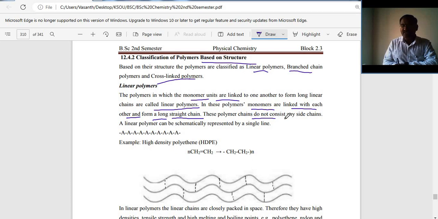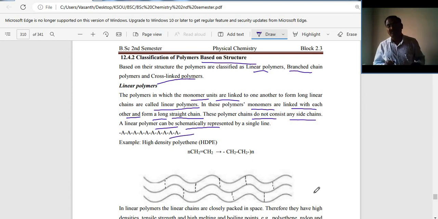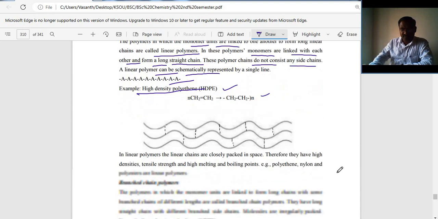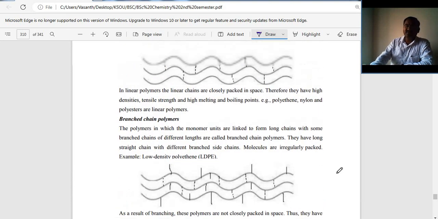These polymer chains do not have any side chains. A linear polymer can be schematically represented by a single line. This is a linear polymer. What are the examples of this linear polymer? High density polythene is an example of this linear polymer. Simply, that is called HDP.